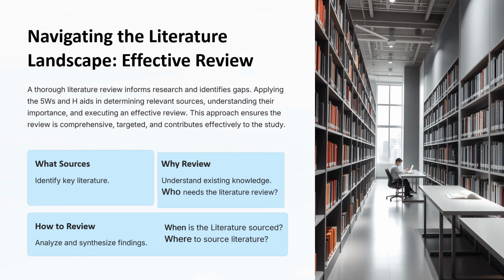So how do we use the 5 W's and H under literature review? You look at what type and sources of literature review do I need. Identify the key literature. Where to source for the literature? Google, advanced Google search, journal articles, reports, reviews. It depends on what you are looking for.